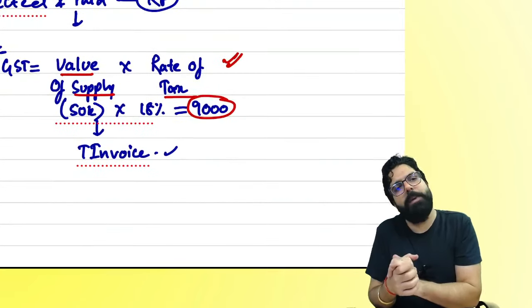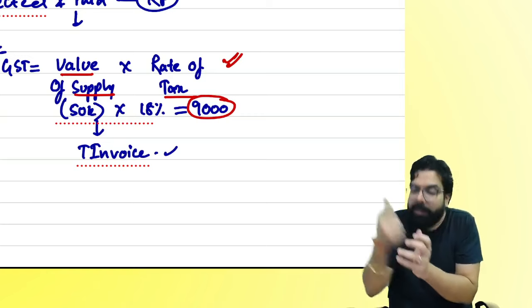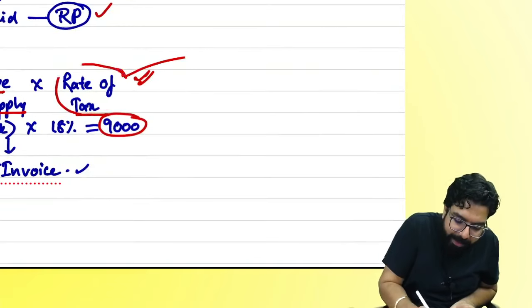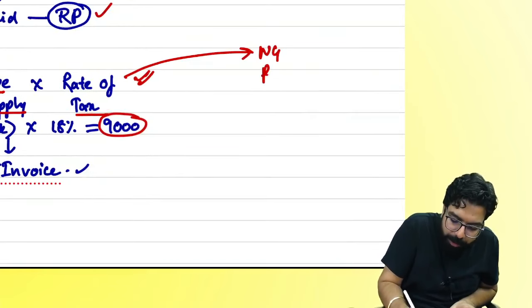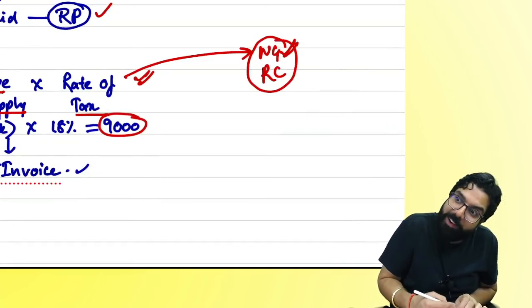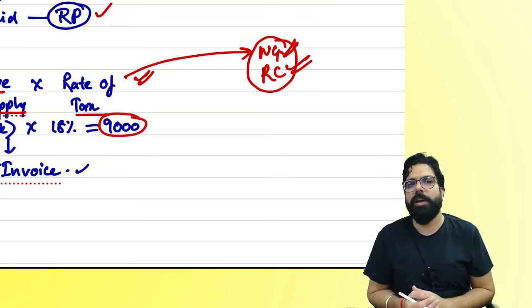I charge you, for an example, 10,000 rupees. On 10,000, I should charge 18%, collect it and give it to the government. This rate, which is 18%, is actually notified by the government on recommendation of the council. Who gives the notification? Government. On whose recommendation? Council. Are we clear, everyone?